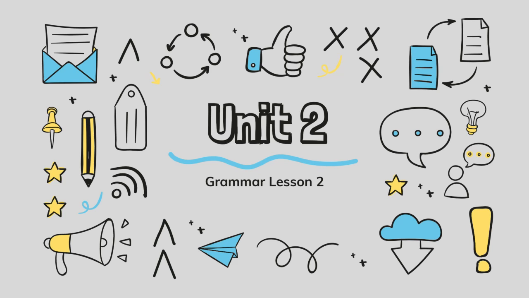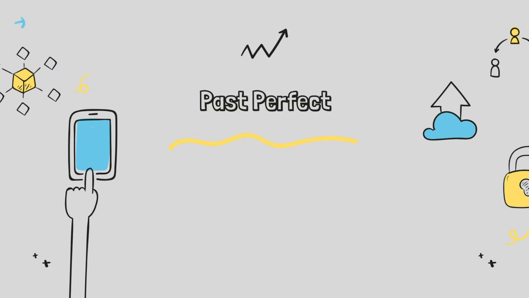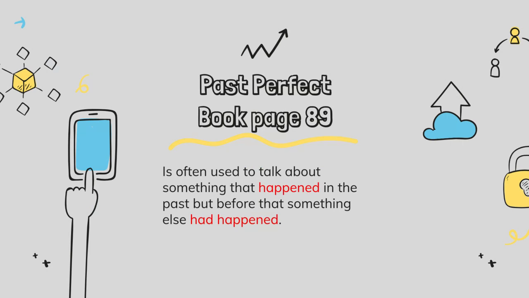Unit 2, Grammar Lesson 2 for 3VWO. It's about the past perfect. Past perfect is used when we talk about something that happened in the past and before that something else had happened. It's in your book on page 89, part 1.